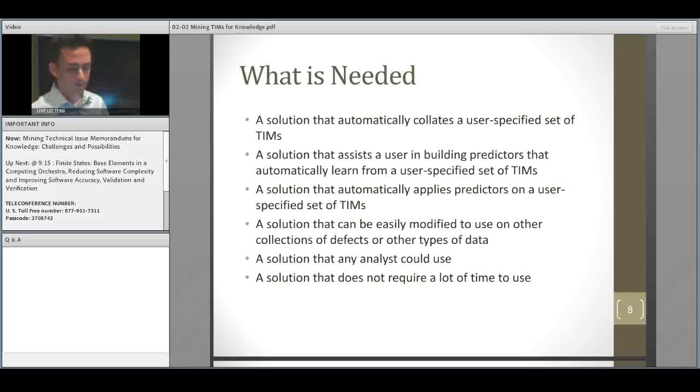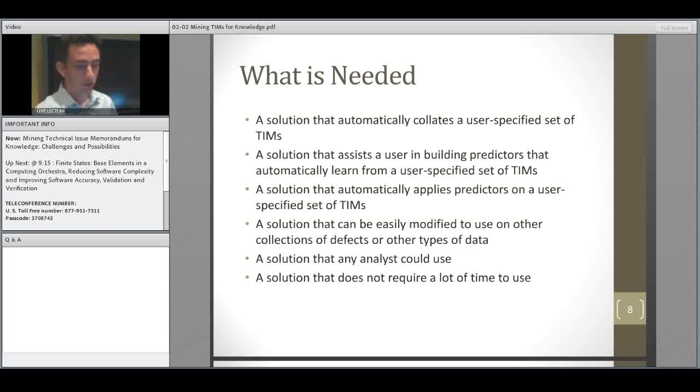So what that's saying there is, say we want to apply this solution on something other than TIMs. It would make sense to do that without having to re-engineer or re-architect the solution.